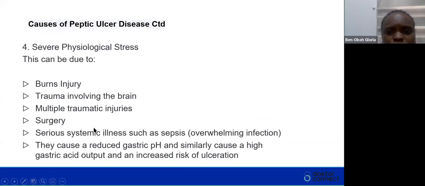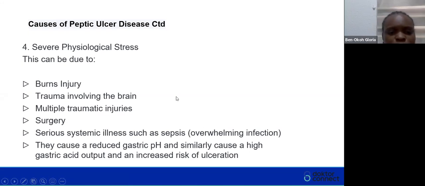Remember that I talked about peptic ulcers being a group. In some very severe physiological stress, what do I mean by this? An individual who has had a burn injury, and burns destroy the skin. Any trauma that affects the brain, people who have had multiple traumatic injuries. This just means, for instance, an accident in which the leg is affected, the hand is affected, and there are injuries all around. Sometimes some surgery, the stress, not the surgery itself, but the stress of undergoing the surgery. Another example is an individual who is seriously ill. An example of this serious illness is something we call sepsis, which in layman's terms just means an overwhelming infection.